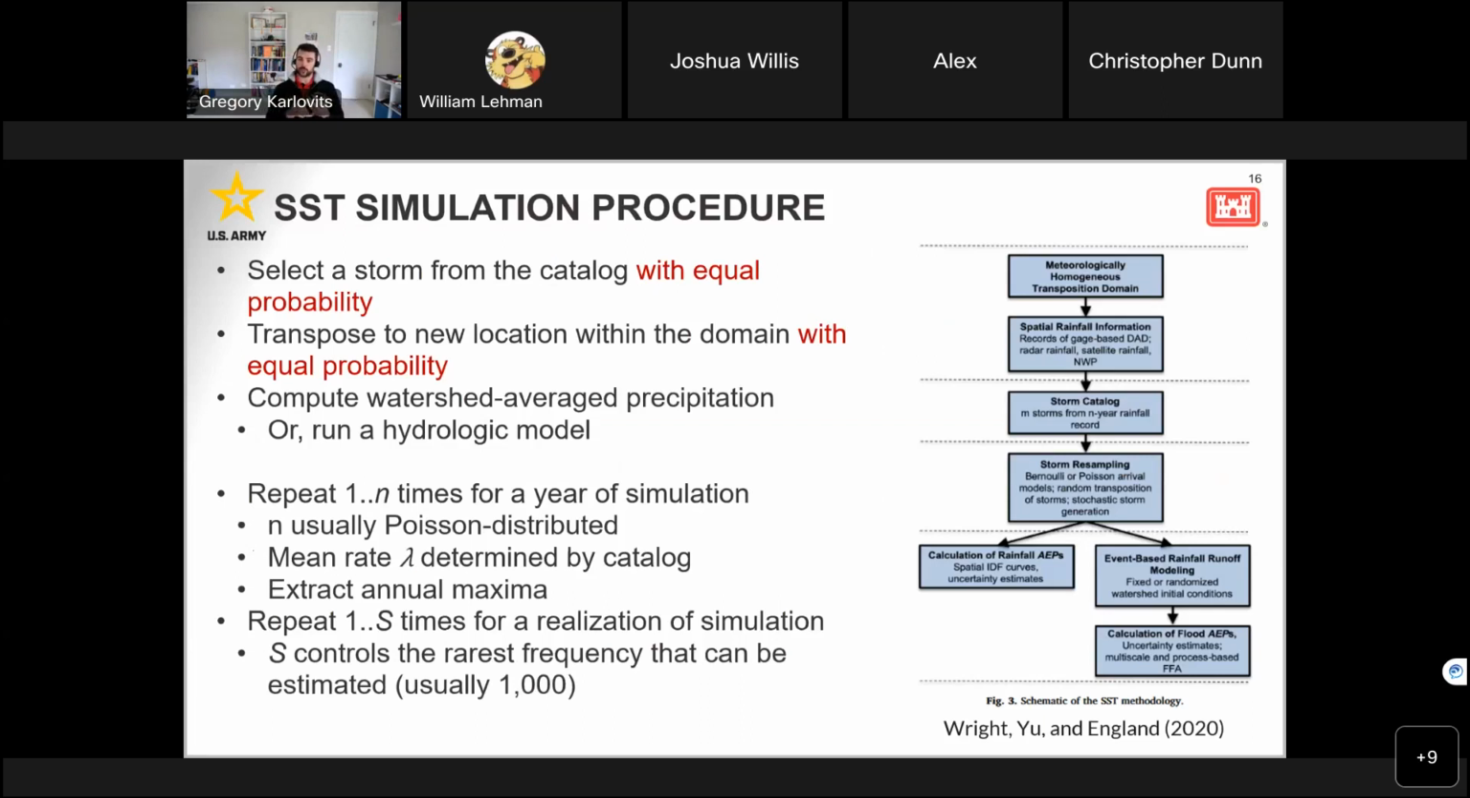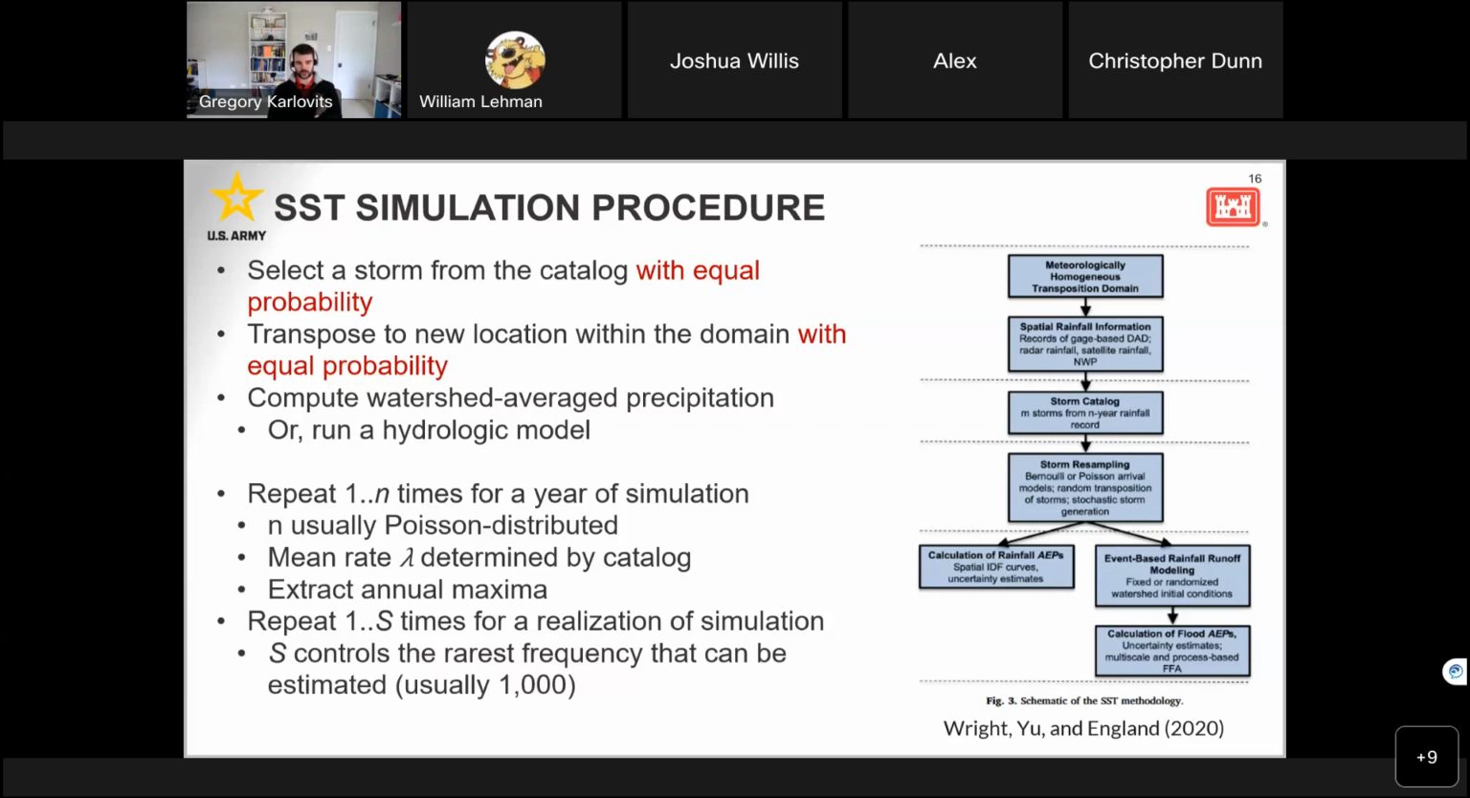What we can do at that point is we can do one of two things. We can either compute the watershed average precipitation, which will give us a frequency curve for the watershed average precipitation, which is actually very useful, or we can run a hydrologic model, just as we would in the regular design storm approach, and then we could start to look at the resulting flows. Now, this is all based on basically brute force Monte Carlo, which, if you know me, is one of my favorite things in the whole world. If brute force isn't working, you're not using enough.